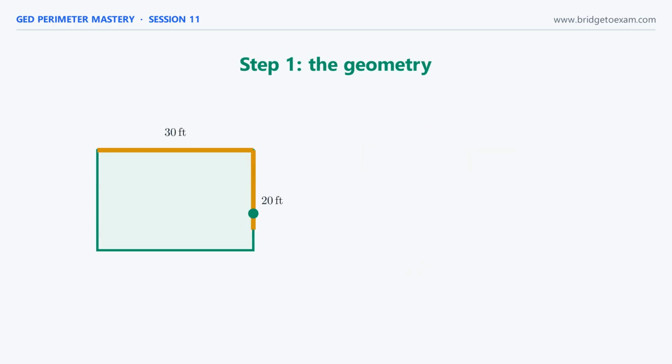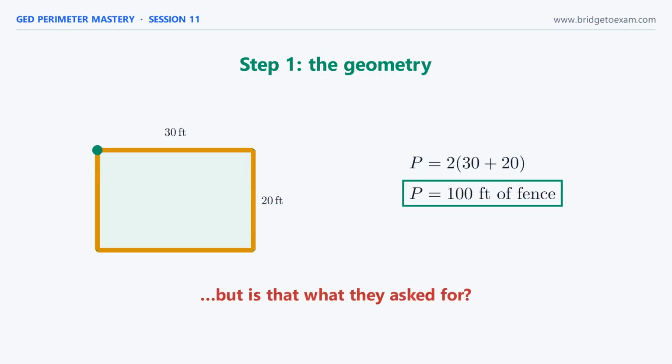Start simple. A rectangular yard, 30 feet by 20 feet, needs a fence. Fencing follows the boundary, so this is perimeter. 2 times 30 plus 20 is 100 feet of fence. That's the geometry step. Now, is that what they asked for?